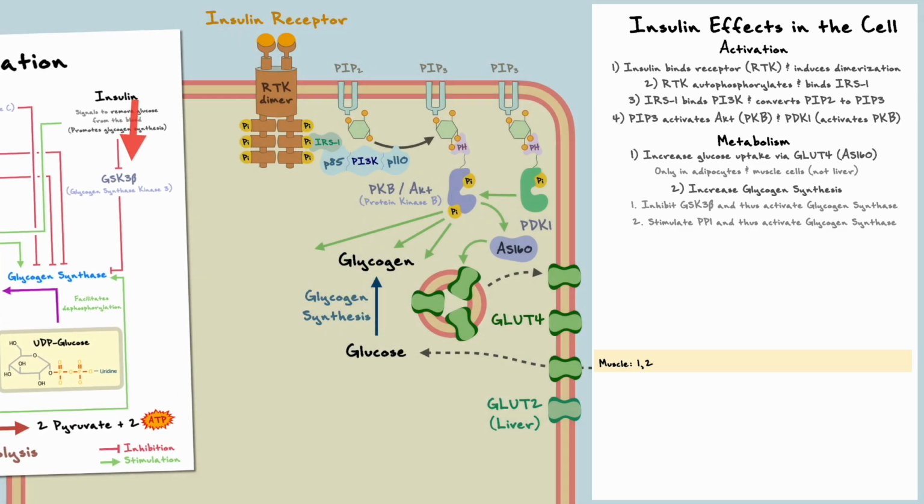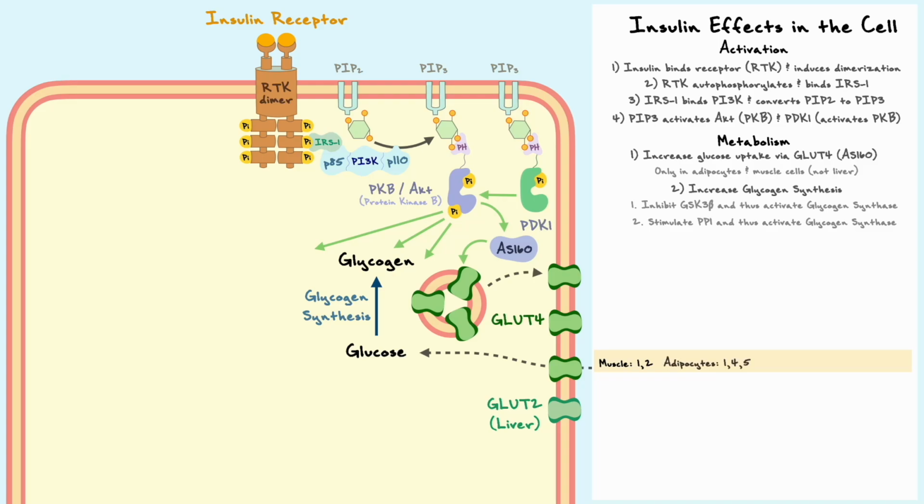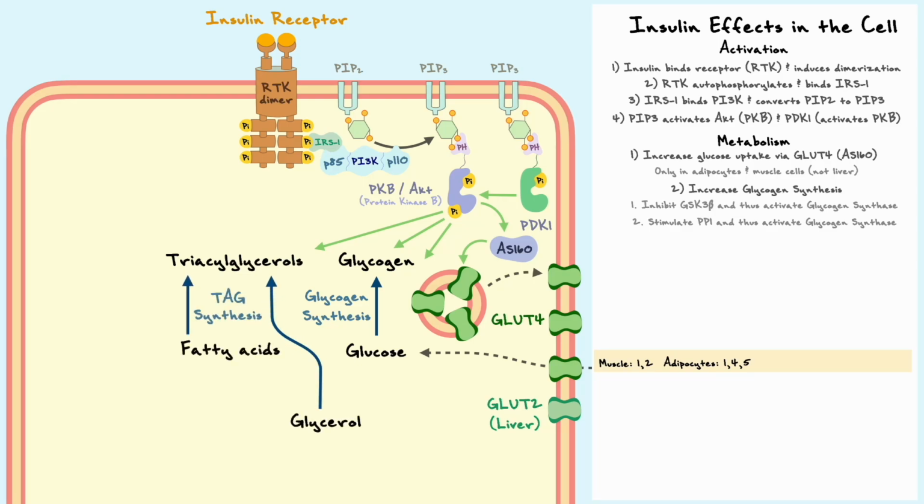With this being said, if we consider how adipocytes react to insulin, instead of storing their glucose in the form of glycogen, adipocytes will store their excess glucose in the form of triacylglycerols. Recall that the two ingredients to make triacylglycerols are fatty acids and glycerol molecules.